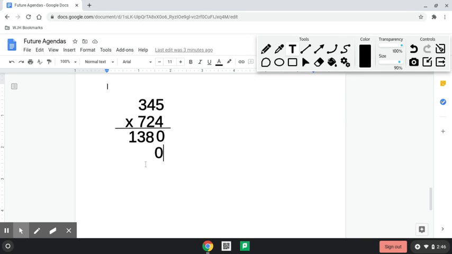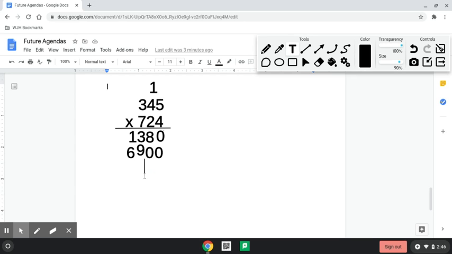5 times 2 makes 10, which is 0, right here, and we write the 1 up here. 2 times 4 makes 8, and then we add the 1 to make 9. 2 times 3 makes 6. We have nothing to add to it.